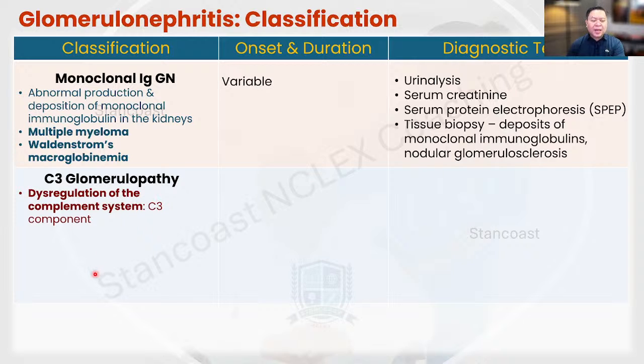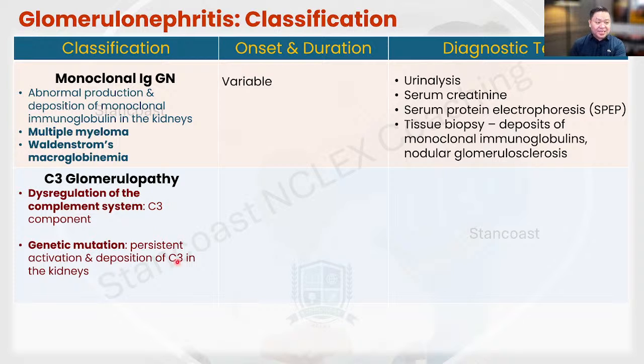And this is caused by some genetic mutation, and this can lead to a much more persistent activation and also deposition of the C3 in the kidneys. Okay, so that's the main problem here. Because of the genetic mutation, it will cause the persistent activation of the complement system, specifically the C3, and this will now get deposited inside the kidneys, again resulting in inflammation and damage of the glomerulus.